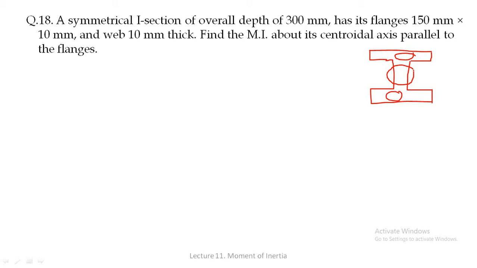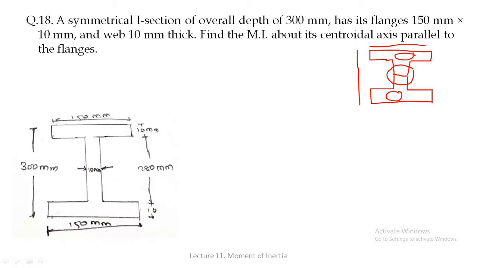So in this question what have they given? They have given the overall depth as 300 mm, so the distance from this edge to this edge is 300 mm. Then the dimension of the flanges is given as 150 mm into 10 mm, so this is 150 and this is 10. And the web thickness, from this edge to this edge, is 10 mm. So first of all we will draw it again properly.